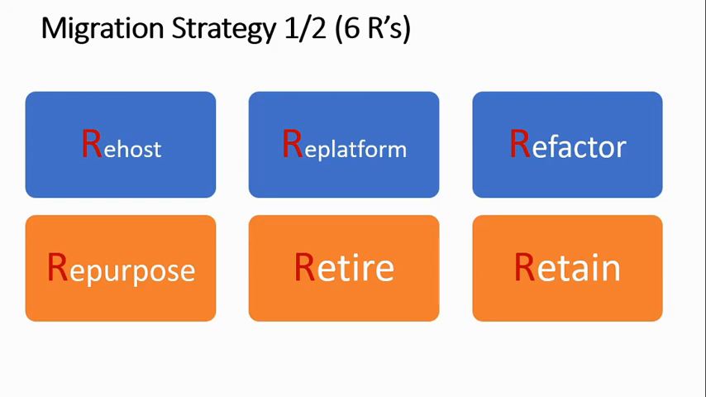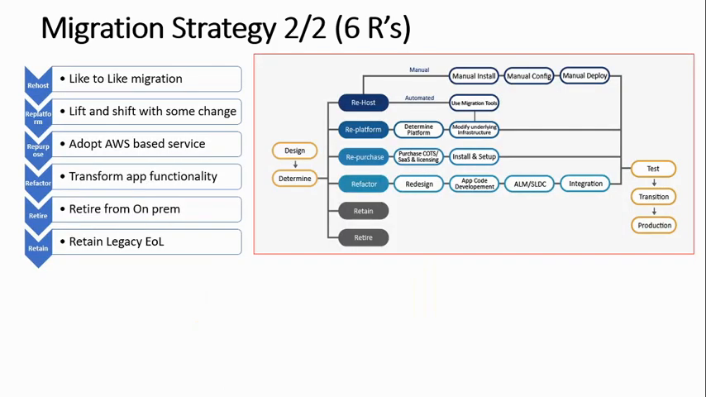But let's understand this 6R: rehost, replatform, refactor, repurpose, retire and retain. So what are those? Let's go to the next slide to understand in detail. Rehost. I have three servers on my own prem. I just migrate them to the cloud as it is. Like-to-like migration is called rehost. Just changing from on-premises to cloud. That's it. It could be manual or it could be automated.